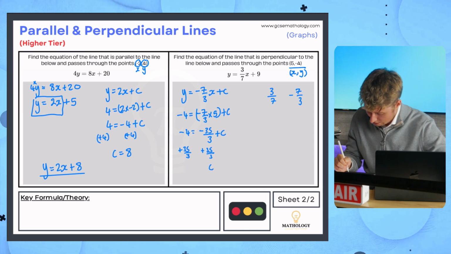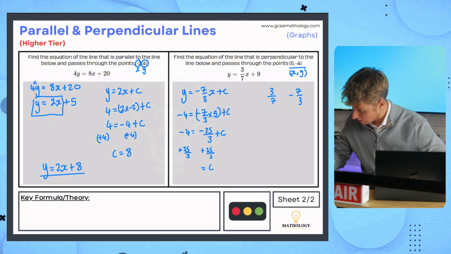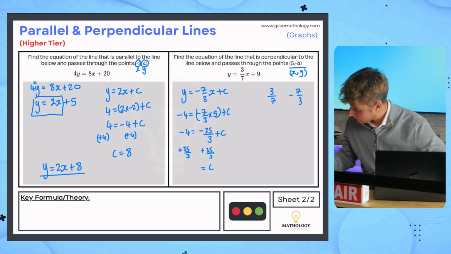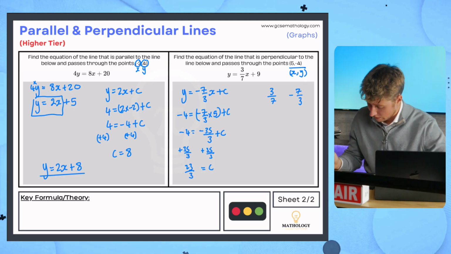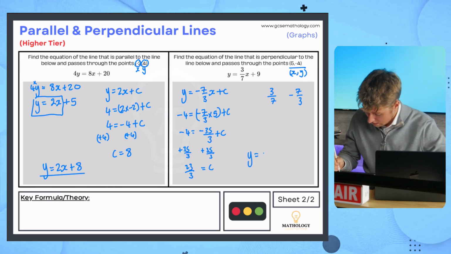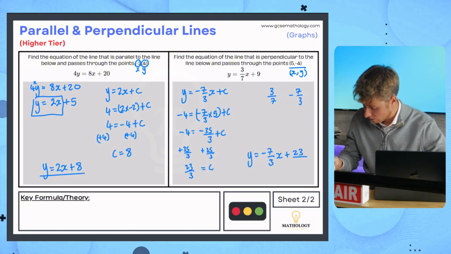So c is left alone on the right, and -4 plus 35/3 is equal to 23/3. So the final answer is y equals -7/3x plus 23/3.